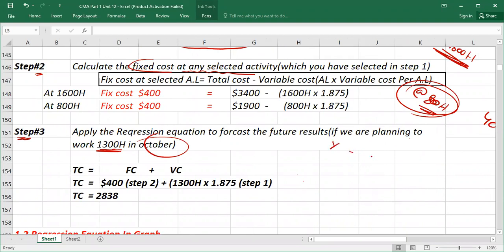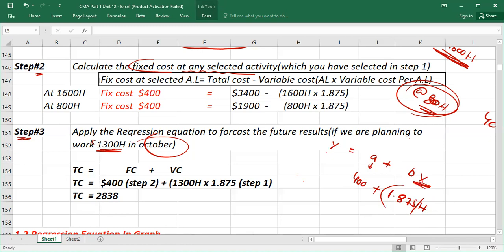What was the equation? Y is equal to A plus BX. Y, as I told you, is total cost. A is the fixed cost. Fixed cost is how much? 400. Plus B. B is the variable cost, which was 1.875 per hour. And X. X is what? Multiply by X also, right? X is the activity level.